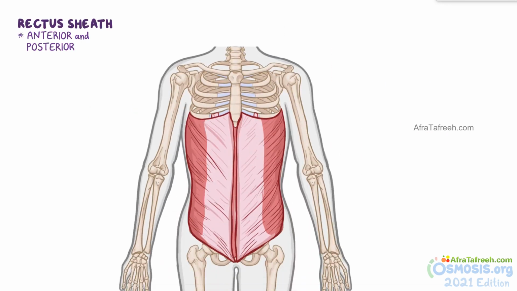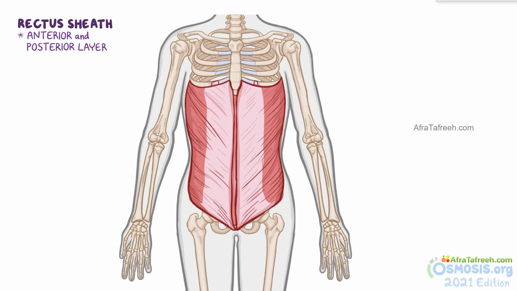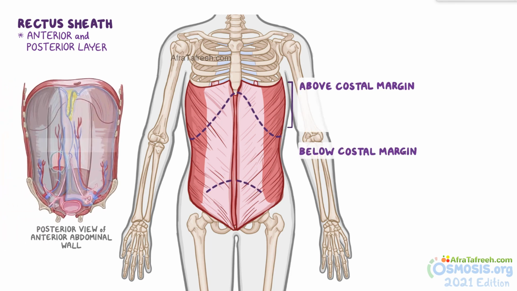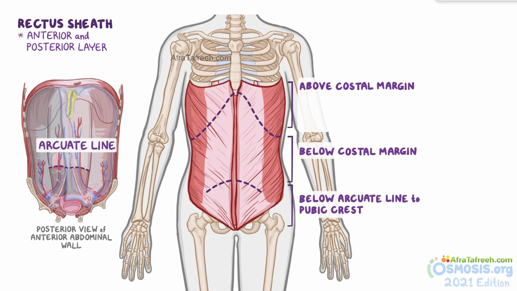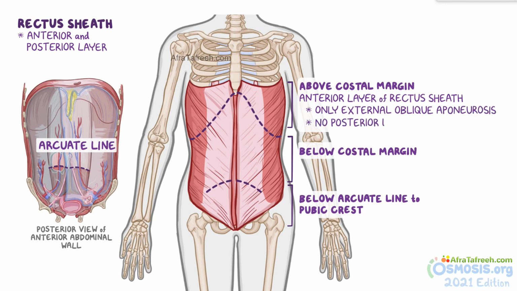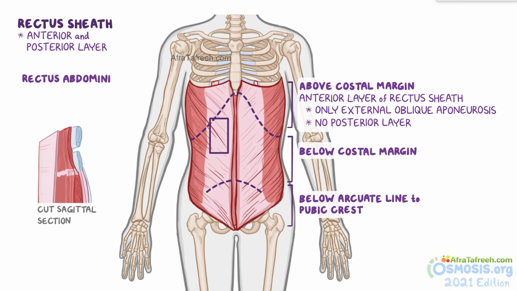Now, the rectus sheath is divided into an anterior and posterior layer. However, the rectus sheath is not uniform throughout, so its composition is different in three main areas: above the costal margin, below the costal margin to the arcuate line, and then below the arcuate line to the pubic crest. So, the anterior layer of the rectus sheath above the costal margin consists only of the external oblique aponeurosis. It doesn't contain a posterior layer, and therefore the rectus abdominis lies directly on the thoracic wall.